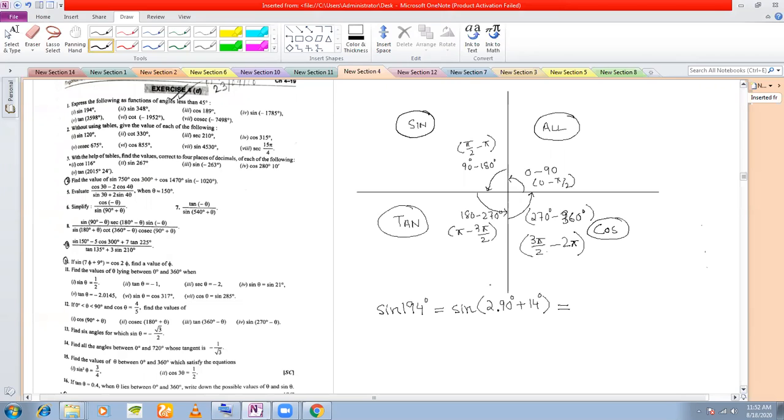Now see here, since I have an even multiple of 90 degree here, sine will remain sine along with this 14 degree. So this is equal to sine 14 degree.